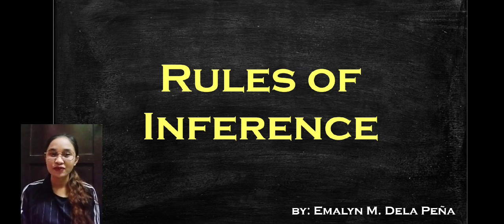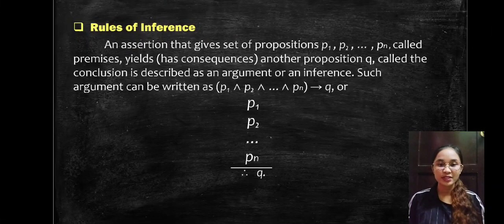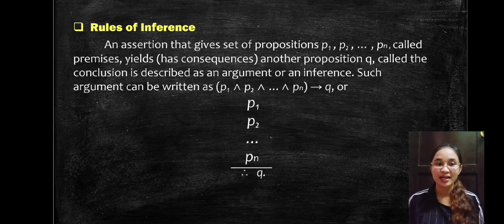Rules of inference are used for taking a set of premises and getting it to a conclusion, like a logical argument. Rules of inference is an assertion that gives a set of propositions P sub 1, P sub 2, up to P sub n, called the premises, which yields another proposition Q, called the conclusion. It is described as an argument or an inference. This argument can be written as P sub 1 and P sub 2 and up to P sub n, then Q. Or, pababa, P sub 1, P sub 2, up to P sub n, therefore Q.